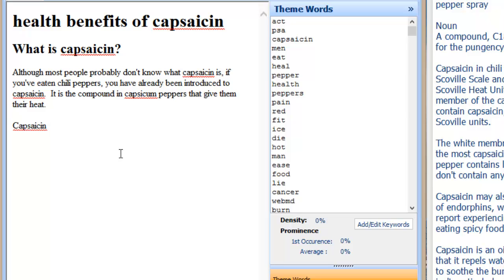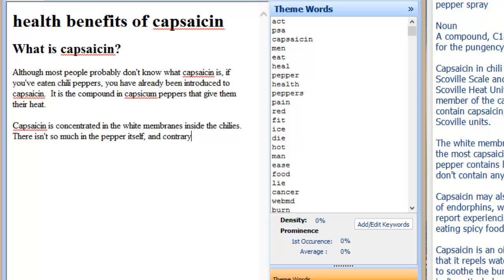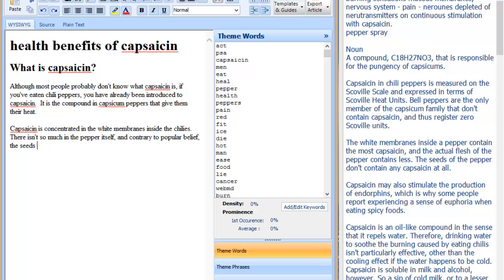Capsaicin is concentrated in the white membranes inside the chilies. Plural of chilies has an E in there. Capsaicin is concentrated in the white membrane inside the chilies. There isn't so much in the pepper itself, and contrary to popular belief, the seeds do not contain the compound.